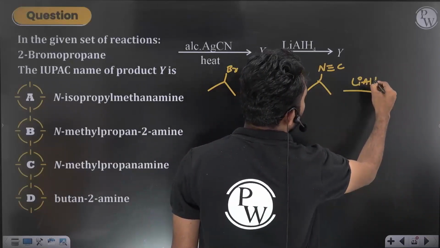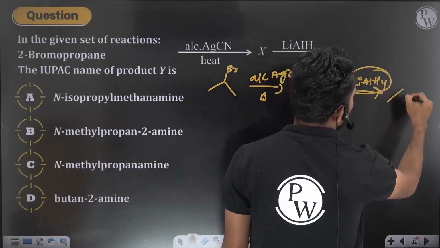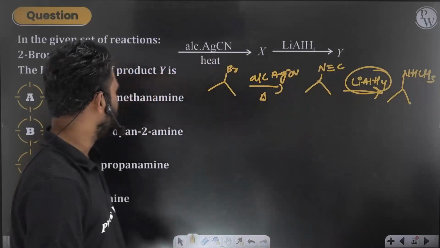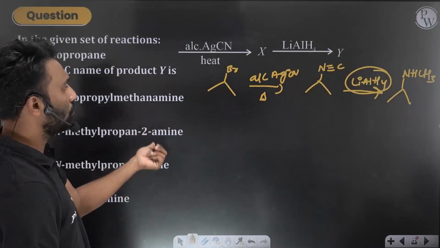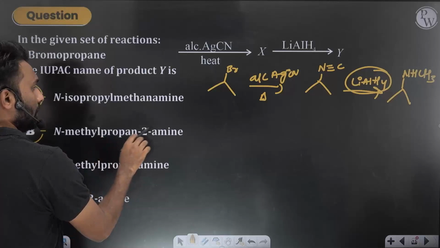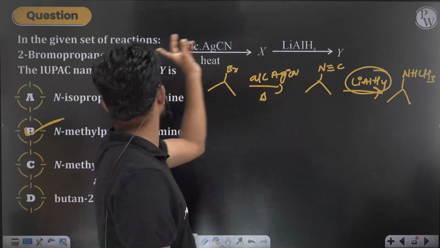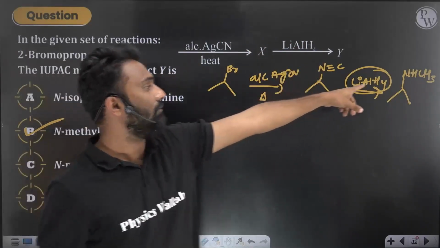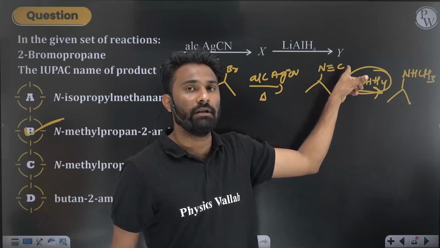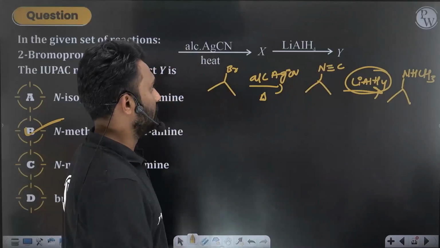Isocyanide upon lithium aluminum hydride, which is a reducing agent, will be converted into NCH3. Now this will be N-methyl propane-2-amine. N-methyl propane-2-amine is the answer. This is the IUPAC name of the product Y. If it is KCN, the attack takes place from the carbon end. If it is AgCN, the attack takes place from the nitrogen. Okay. Next.